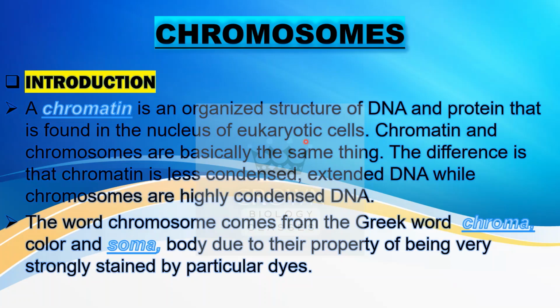So this chromatin is present in which organelle? It is present in the nucleus of eukaryotic cells. Eukaryotic cells are those cells in which the nucleus is surrounded by a well-developed nuclear membrane.